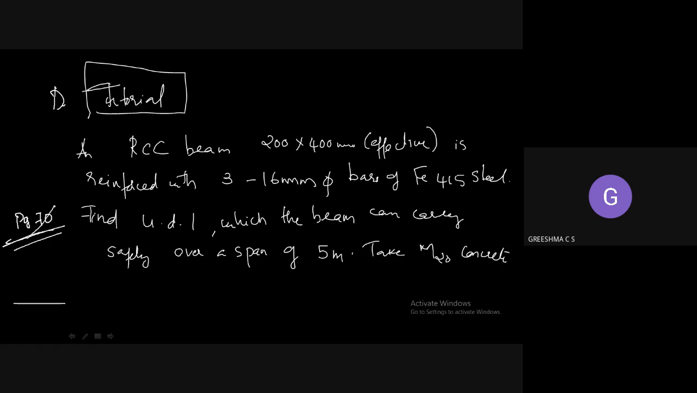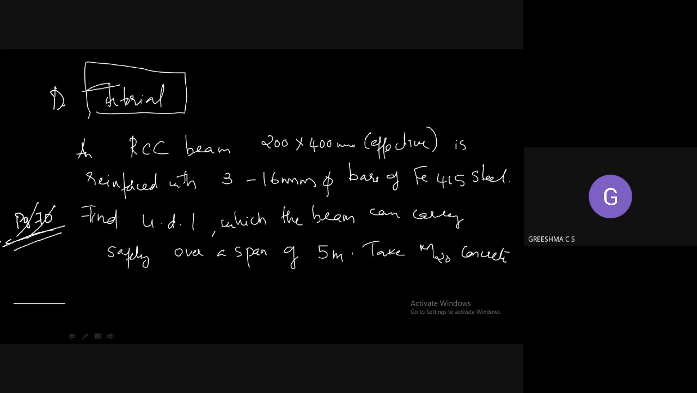I will tell you how to do this problem. This problem you have to do it and submit. So tutorial section. Tutorial assignment, where this subject separate you have in tutorial. So the question is, an RCC beam of 200 into 400 effective is reinforced with 3 numbers of 16 mm diabars of Fe415 steel. Find out the uniformly distributed load which the beam can carry safely over a span of 5 meters.